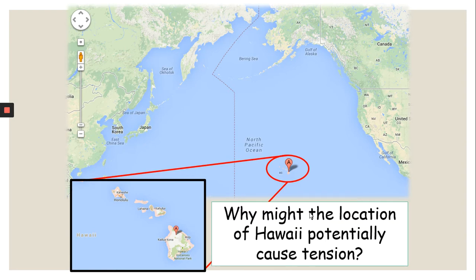And what I want you to do, I want you to tell me now then, so pause the video, why might the location of Hawaii potentially cause tension? So why are some countries going to be mad at each other? Okay, hopefully you've had a go at that then. And when looking at it, definitely if you're Japan or South Korea, you may be in fear of being attacked. So that might be something you've written down. So definitely it's got strategic value, I would say, owning or being in and around this area.